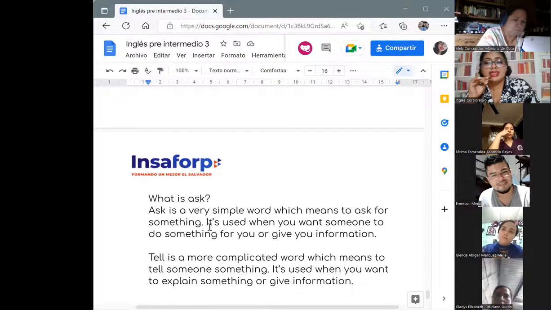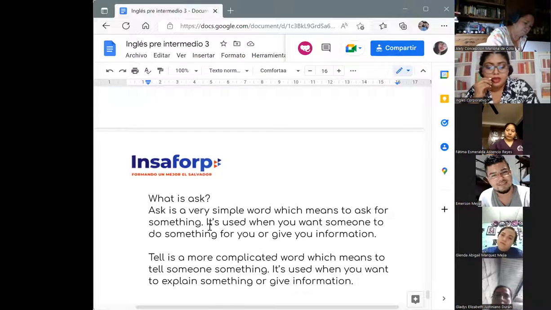Así que tenemos que el significado de tell es comunicar alguna información a alguien. Y la palabra ask es para pedir información. Y usualmente se hace en un lugar informal o de una forma más informal. ¿Cómo lo haríamos con tell?